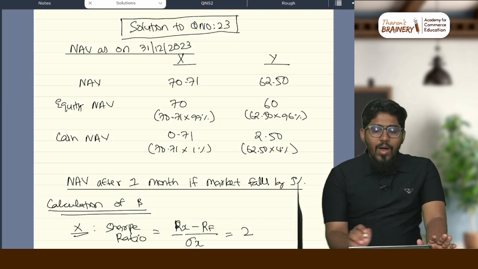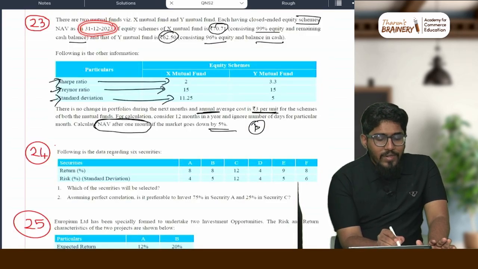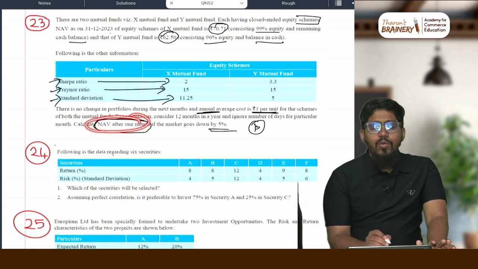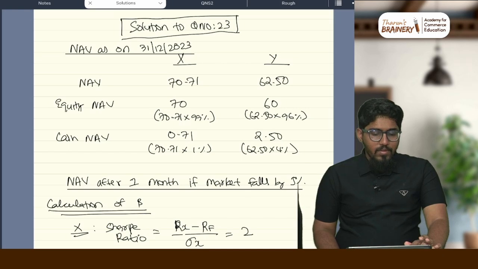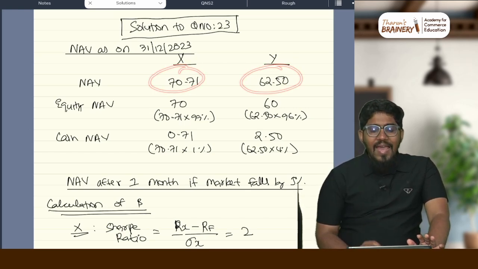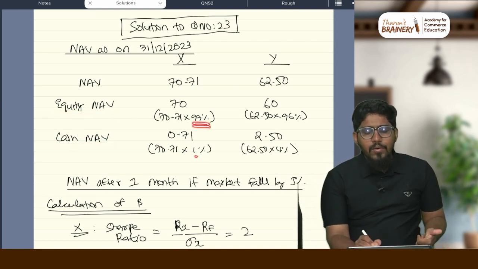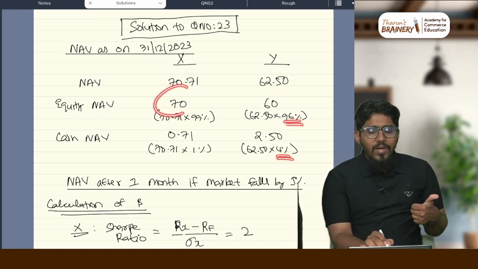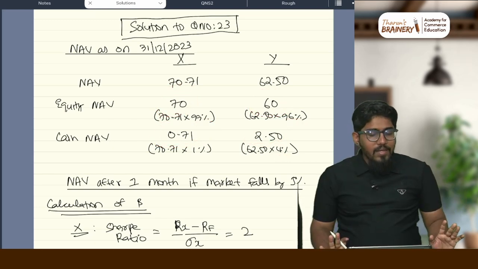What is the NAV as on 31/12/2023? And we have to find out the NAV after 1 month, which is 31st January. First, my NAV is 70.71 and 62.5. I will bifurcate into equity and cash. In X, 99% is equity, 1% is cash. In Y, 96% is equity and 4% is cash. So I will calculate what the equity NAV and the cash NAV are. Step number 1. Clarity?